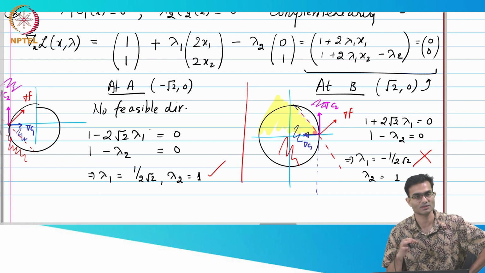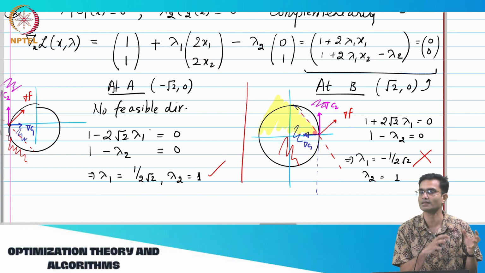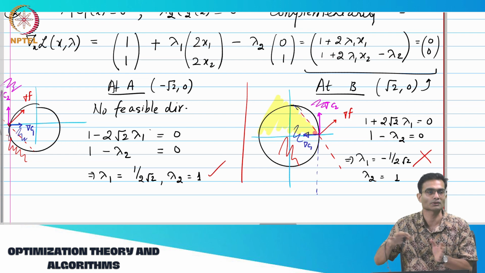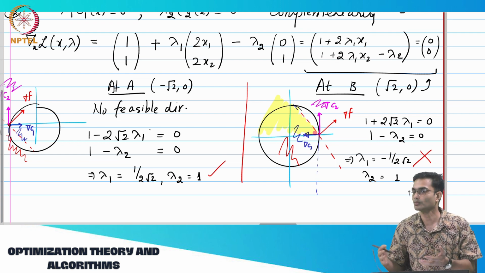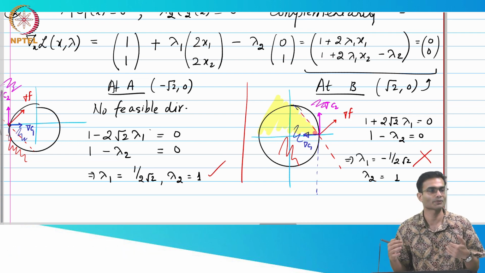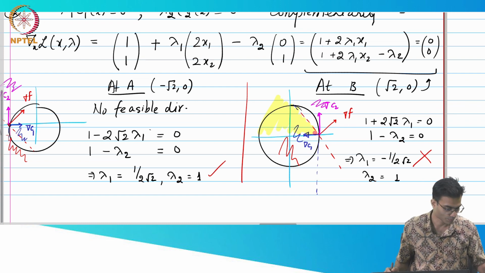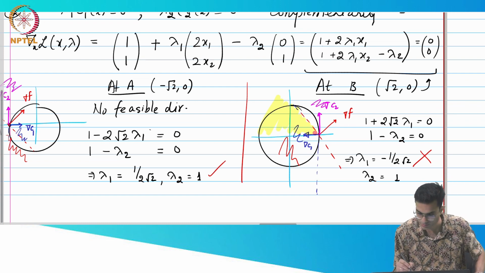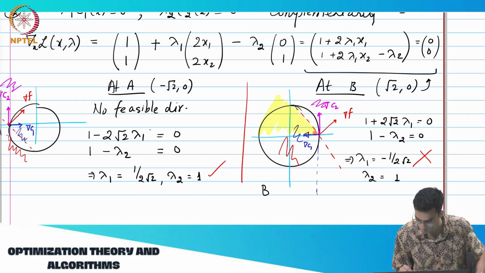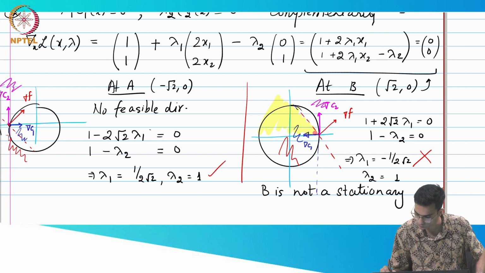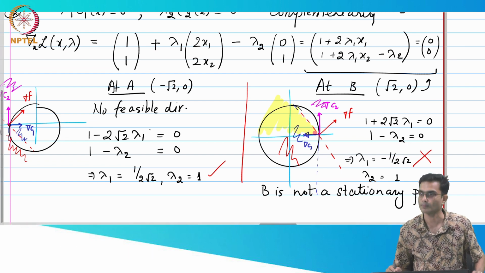Right. So now this is a way by which we are translating our geometric intuition into algebra, and the moment I do convert it to algebra, it's easy for me to then code it, right? So this is my sort of proof that B is not a stationary point.